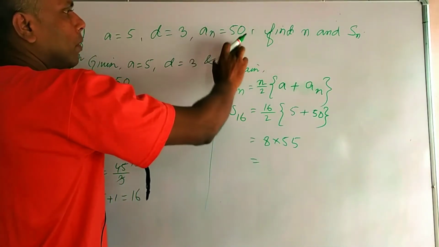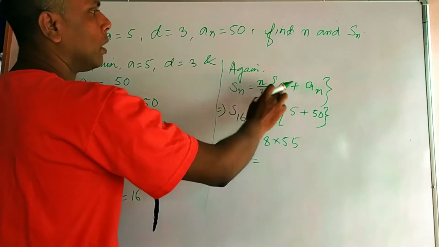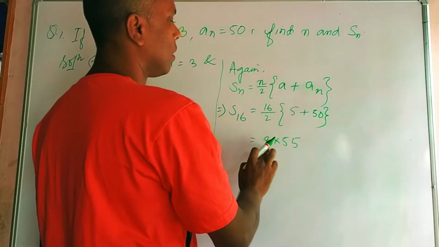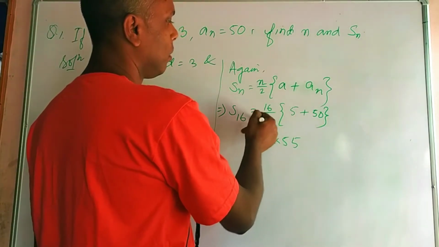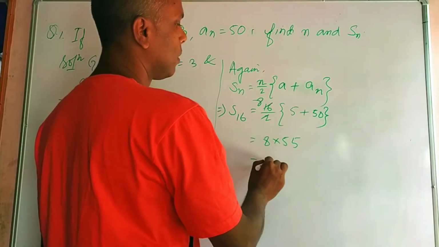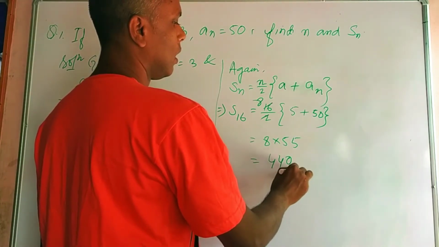The nth term is given as 50, so we shall use the second formula, Sn equal to n by 2 (a plus an). We are going to find S16: 16 by 2 times (5 plus 50). So 2 into 8 is 16, 5 plus 50 is 55. So 8 into 55 is 440, which is the answer.